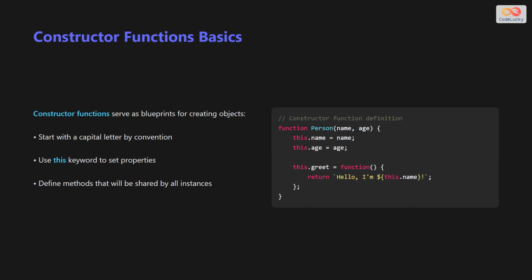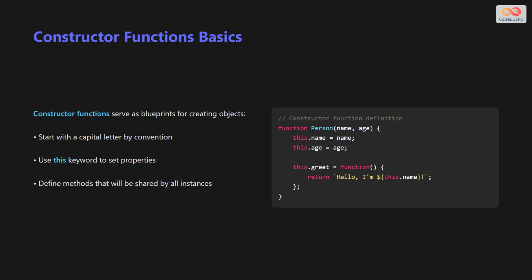Constructor functions are essentially blueprints for creating objects. By convention, they begin with a capital letter. The this keyword is used within the constructor to set the properties of the object. Constructor functions are also used to define methods that will be shared by all instances of the object.